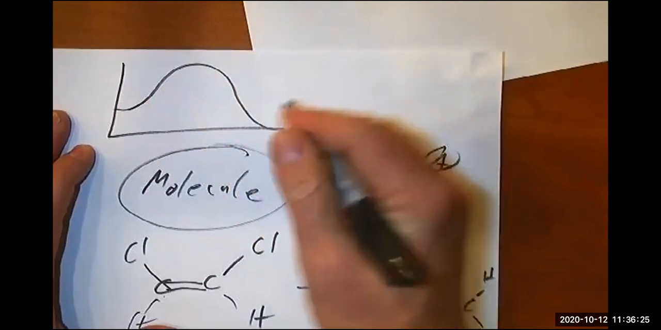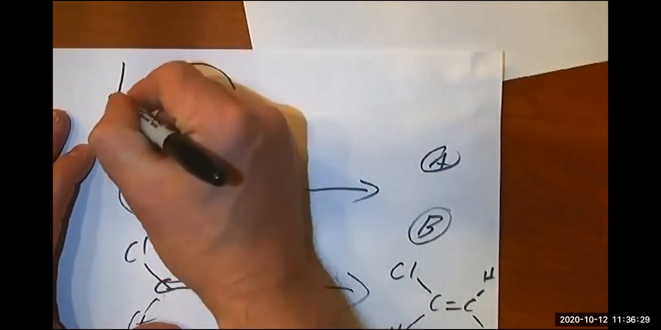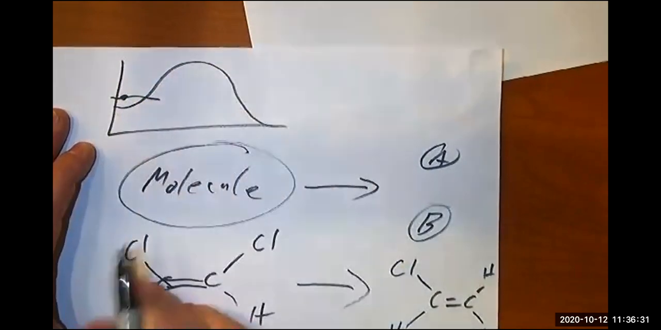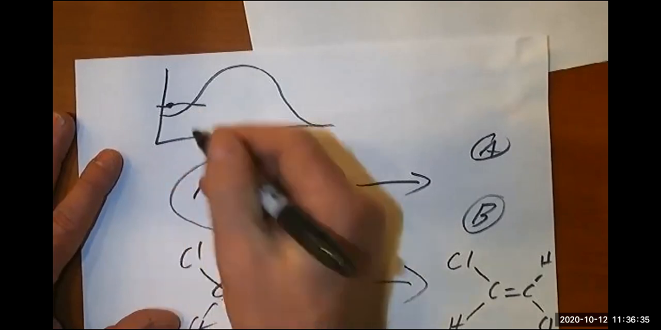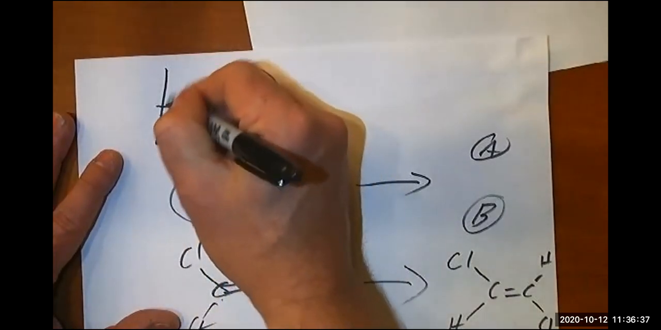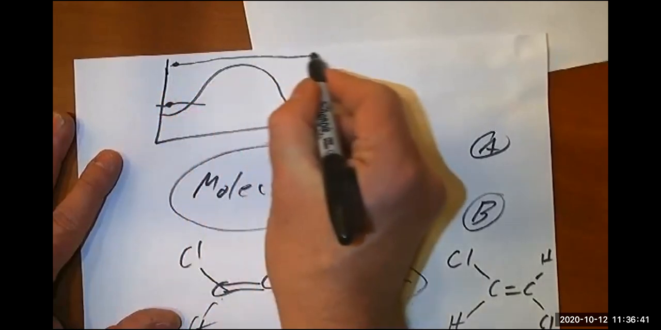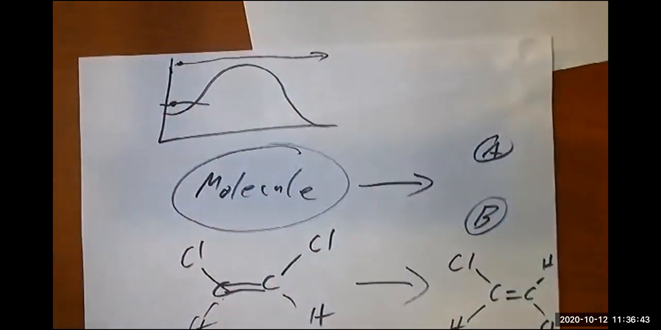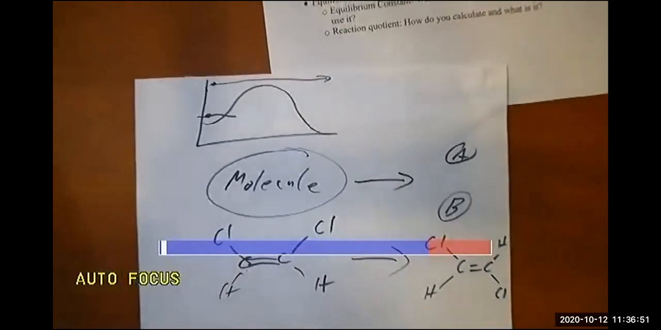So if you have a molecule that currently has this much energy, at this level, it can't get over the activation barrier. But then a collision comes along and gives it enough energy to be up here, then it has enough energy to be able to fall apart and go over to the reactant side. So that's what's going on in a unimolecular reaction.